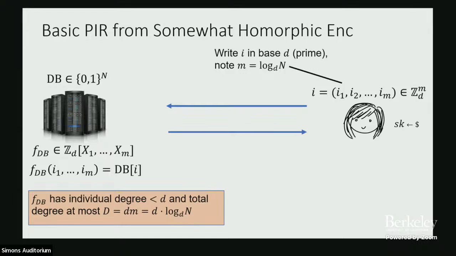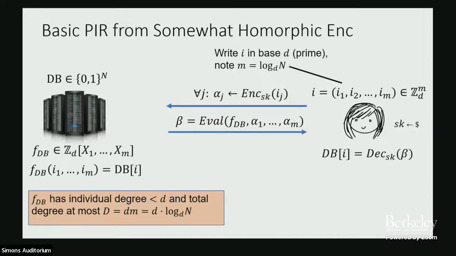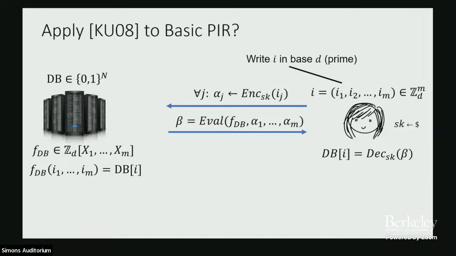Okay, and so the client is just going to choose a secret key and encrypt all of these digits of the index using some somewhat homomorphic encryption scheme. And the server has to just homomorphically evaluate this polynomial over the ciphertext. That's the server computation. Okay, and then the client decrypts and gets the right value. So are we done? Can we apply the pre-processing to this construction?